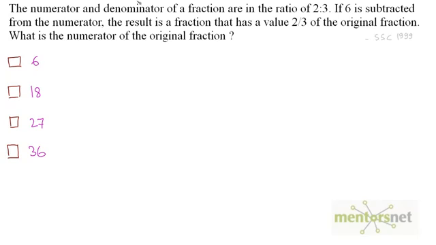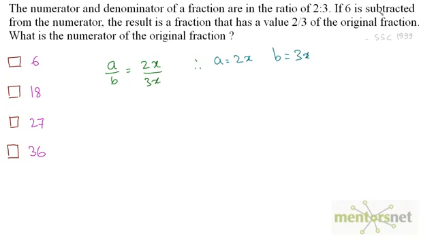Okay, so the numerator and the denominator of the fraction are in the ratio of 2 by 3. So a by b is equal to, we can write, 2x by 3x. So the ratio is 2 by 3. Therefore, as we have been given the ratio, we can comfortably say that a is equal to 2x and b is equal to 3x. Now we have to find the value of x so that we get the value of a and b. Let's see what else has been given.